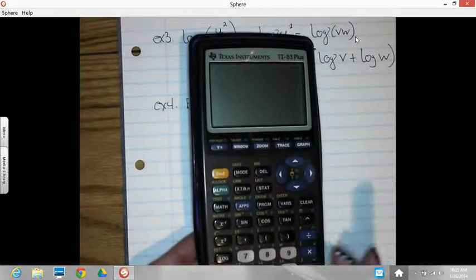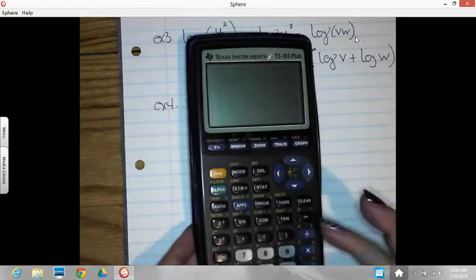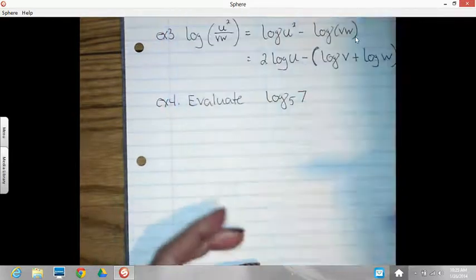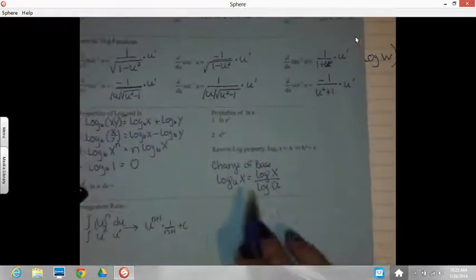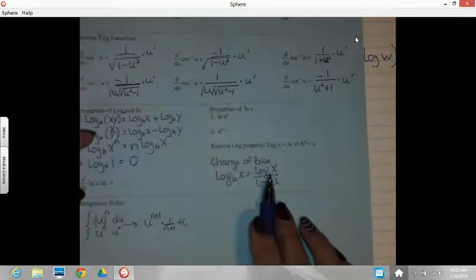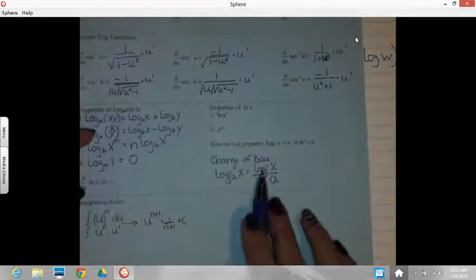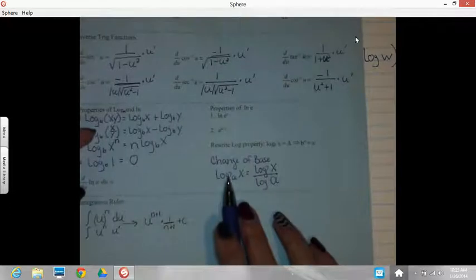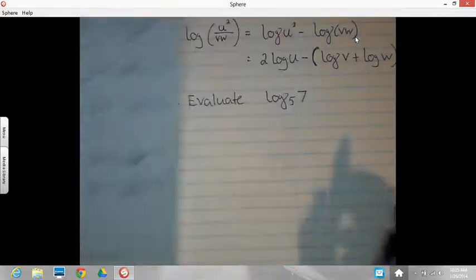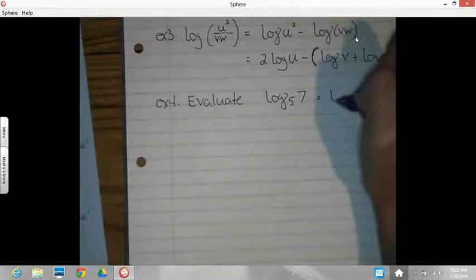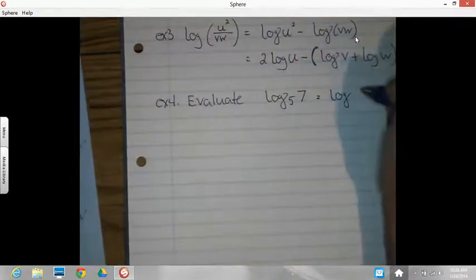But if you have my operating system, you don't have a log where you can change the base. You've only got log base 10 and log base e to work with. So what we have to do is use that change of base property to rewrite it. So the change of base, I'm going to choose to use the log base 10 button right here, expand it to this. So it's the log base 10 of x divided by the log base 10 of whatever this base number is. So here, for me, that'll be the log of 7 divided by the log of 5.